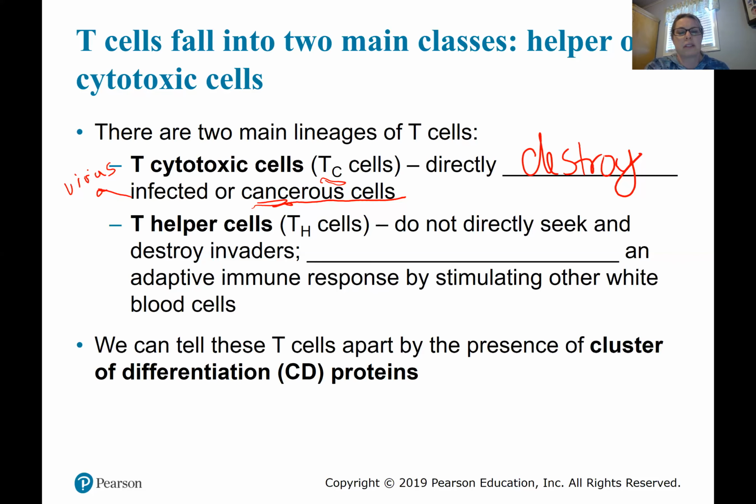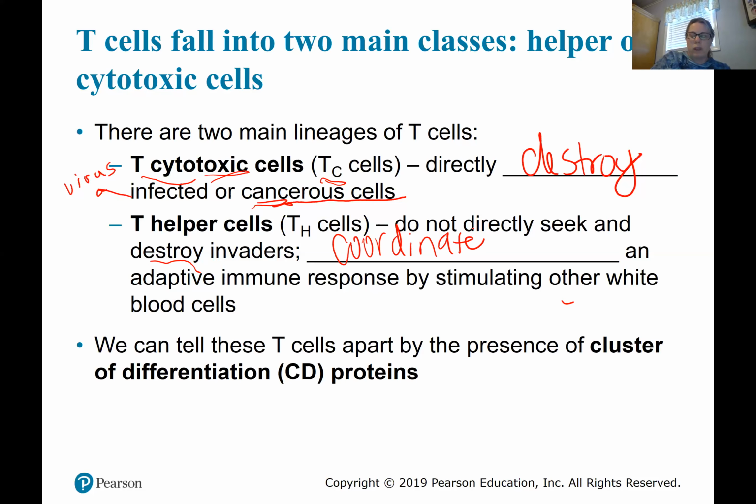Okay, now there are different types of T cells, but we're going to just focus on a couple. So that's the killer T cells, or the cytotoxic. Remember, cyto means cell, toxic. Okay, killer T cells. Then we have helper T cells. These guys don't actually destroy invaders, but they're going to coordinate the adaptive immune response of the cytotoxic T cells and the B cells. They're going to be basically like the organizers of the war.